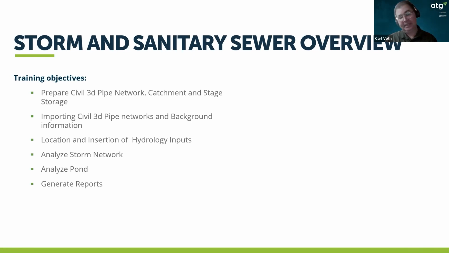We're going to analyze that storm network, and we're going to be doing that with the rational method. And we're going to analyze that pond 2. And I'm actually going to do that in rational, but I'll also show you how to do that with SCS real quick. And then we're going to generate those reports, and we're going to put those into a drainage report there at the end. We're going to hand that over, and we're going to be done with that project. Till next time, we can do some other things.